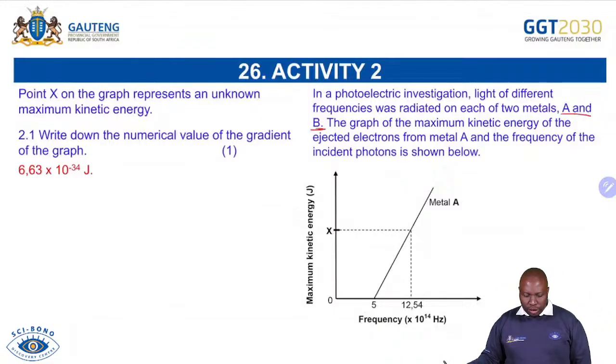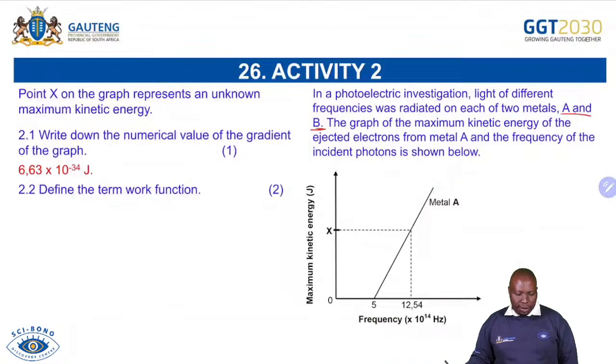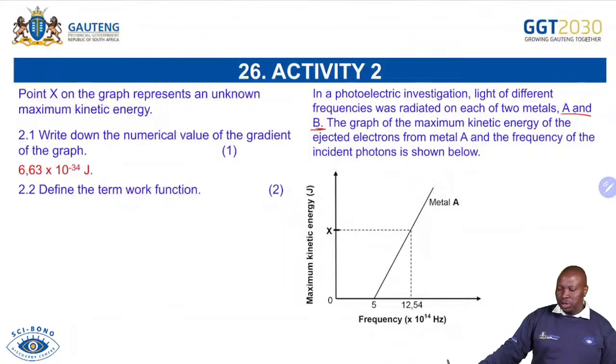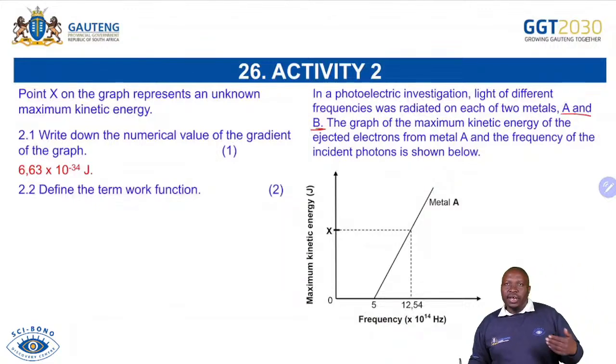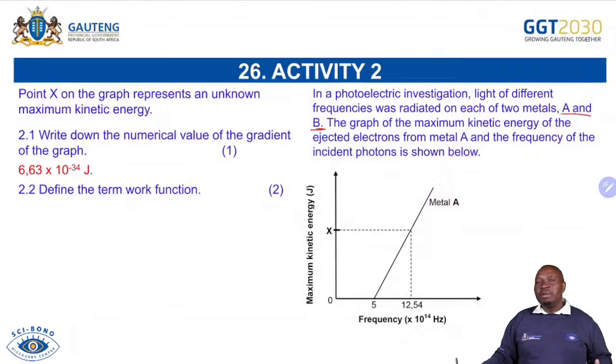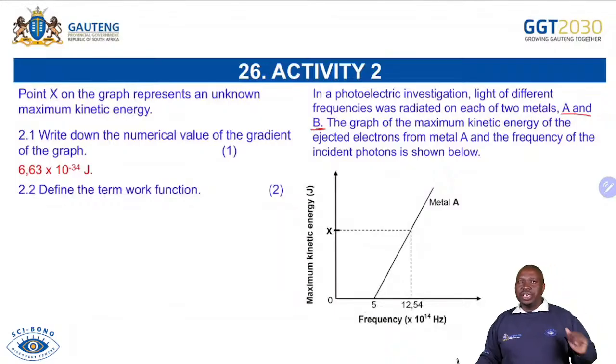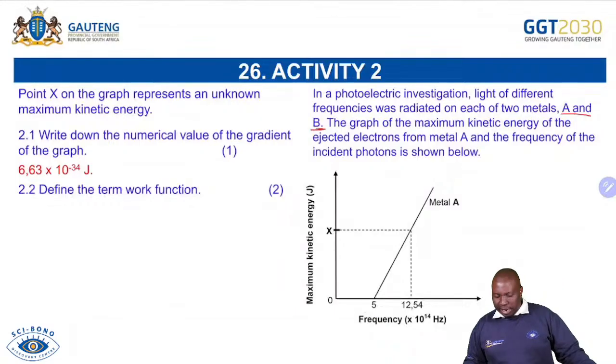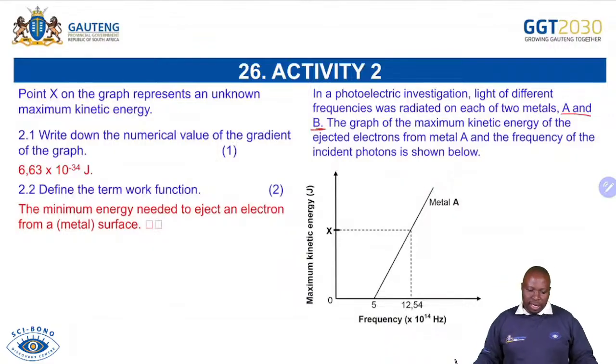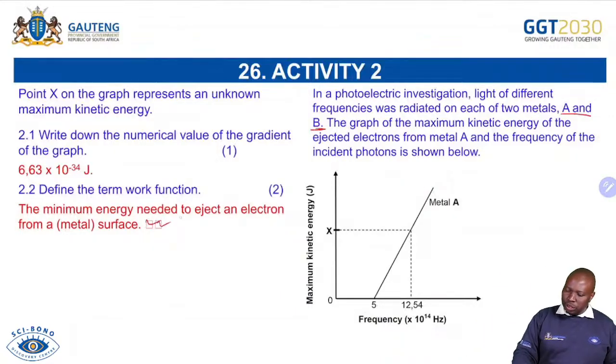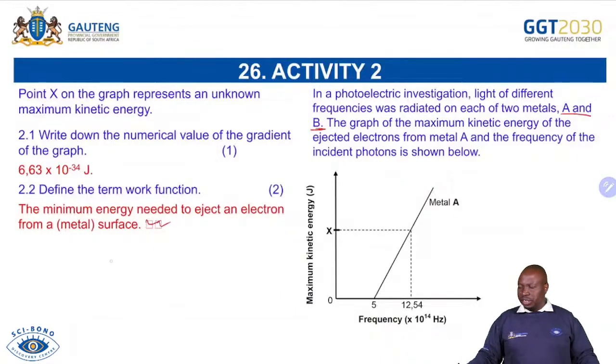Now I want you to do this one. Define the term work function. Remember, we said it's the minimum energy required to eject electrons from the metal surface. So you're able to say it like that, and you get your 2 marks there. So it's important that you know these definitions. They will definitely help you.